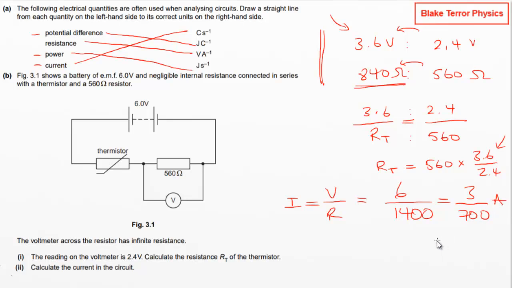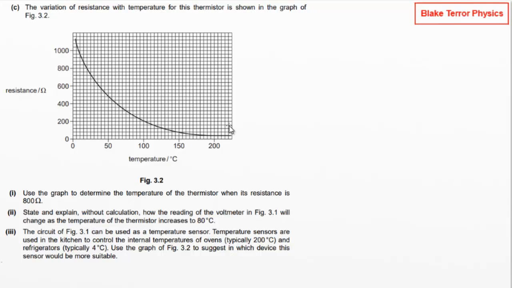But if we were going to be figuring that one out, then we got 3/7 divided by 100. So 3/7 is 0.43. So we'd have 0.0043 amps if you're going to go to two significant figures, but you could just leave it as the 3 over 700. Right, okay, so that's that bit. Continues on. The variation of resistance with temperature for this thermistor is shown in the graph below.